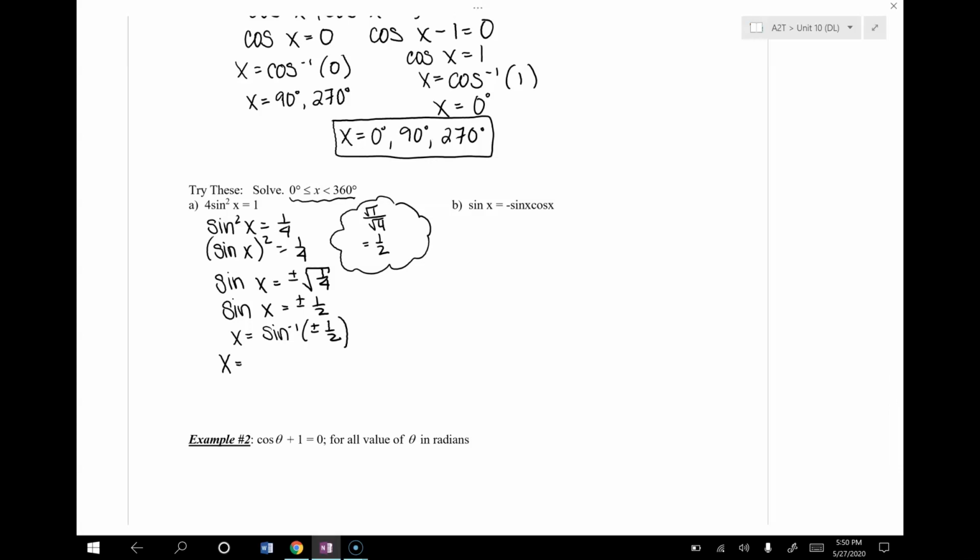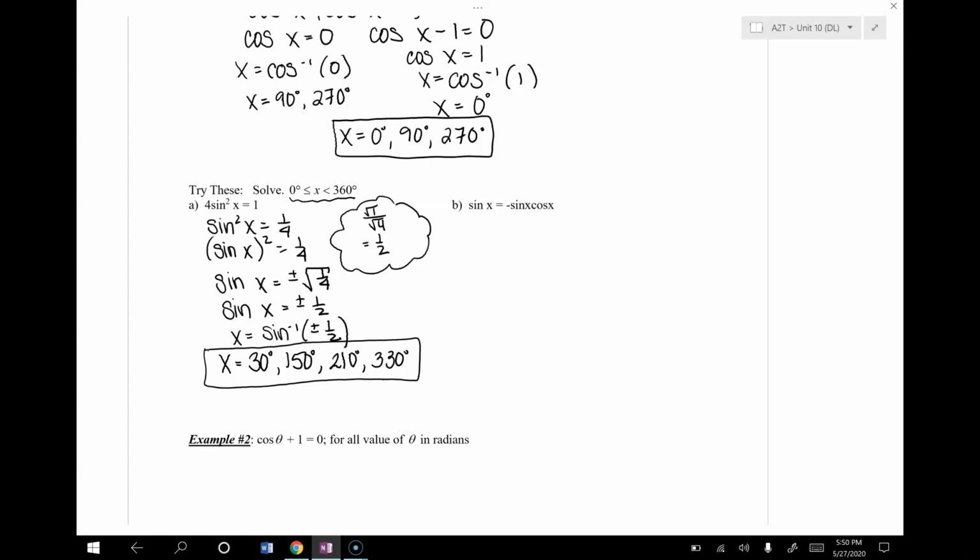At pi over 6 or 30 degrees. At 5 pi over 6 or 150 degrees. At 7 pi over 6 or 210 degrees, and then at 11 pi over 6 or 330 degrees. So there's all of your answers. We were given an interval, so make sure you don't go beyond that. Okay, for B, try this.